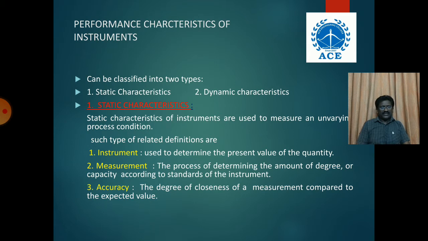Actually, every system has some standards. In the same way, every system has some expected value. Expected value means designed value. So now, with the help of the instrument, you can measure the quantity. Accuracy means the degree of closeness of a measurement compared to the expected value. Here the expected value is the design value.